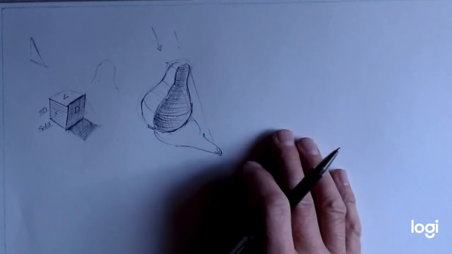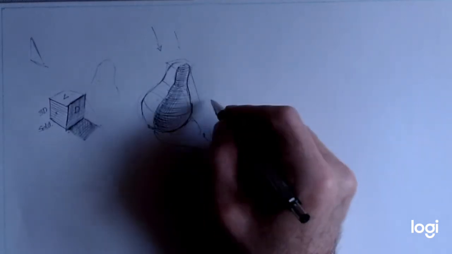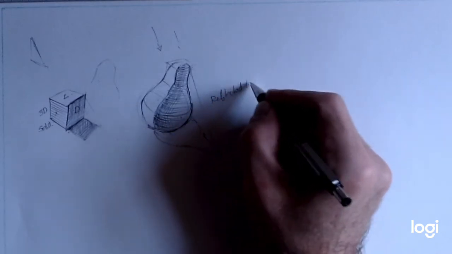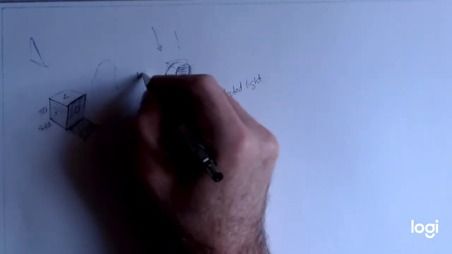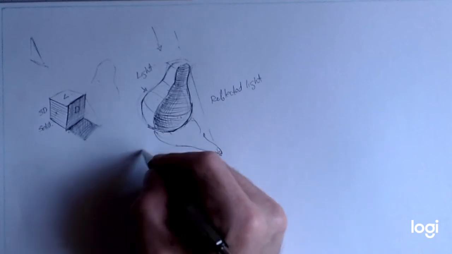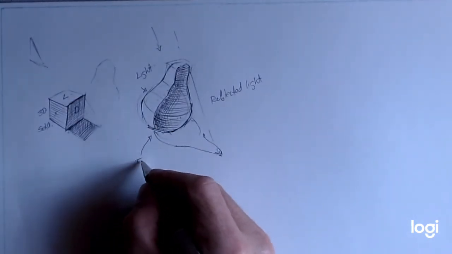And now the next thing that we want to do is, so we've got a reflected light. We've got the light. We've got a darkened edge, which we're going to call the core shadow.